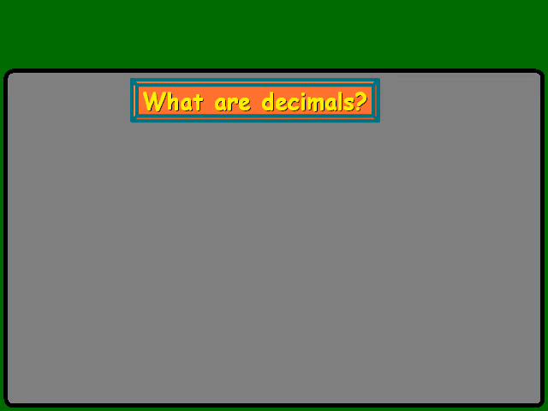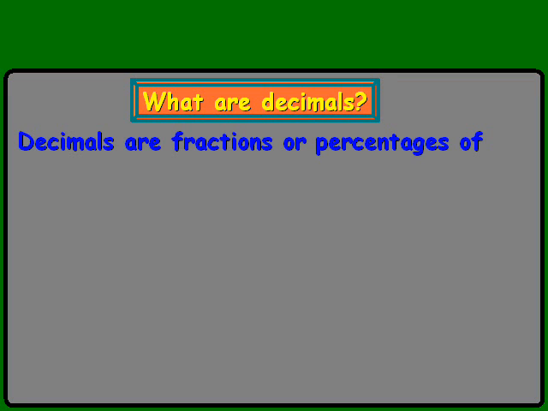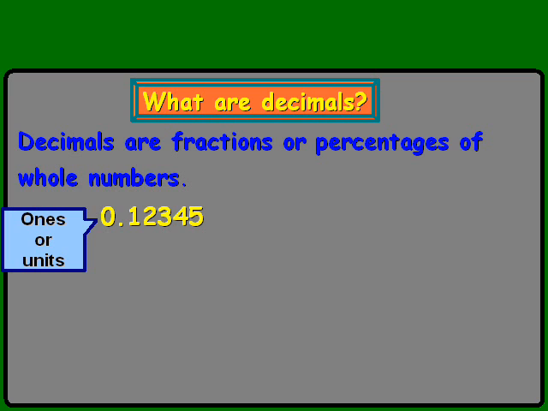What are decimals? Decimals are fractions or percentages of whole numbers. Let's start out with the most basic unit here. We have 0.12345. If we start out to the left of the decimal, we have ones or units, and that can go further out, but we'll just keep the 0 there.